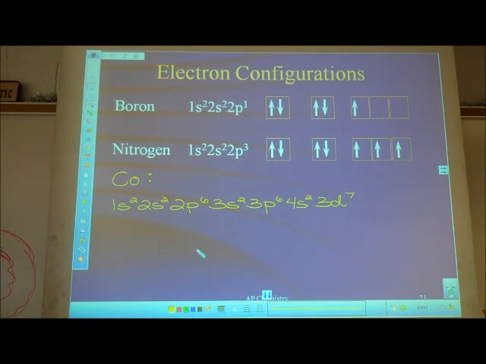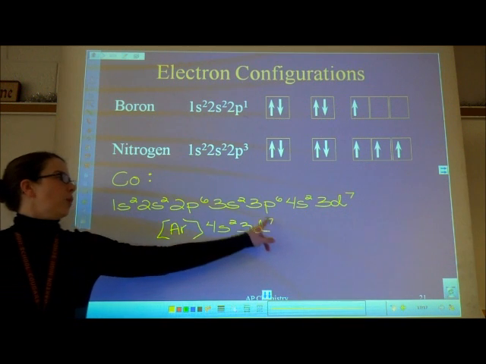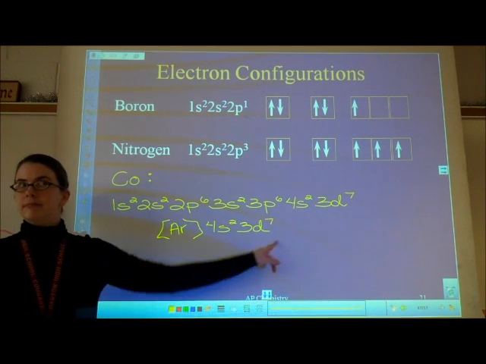Do you all remember that there was a shortcut? It's called the noble gas configuration. Look at where cobalt is and tell me what noble gas comes before it. Argon. And then we pick up from there. So what would it be? Okay. Now let me tell you guys, you lucky ducks, since you're in AP, you may always use the shortcut.